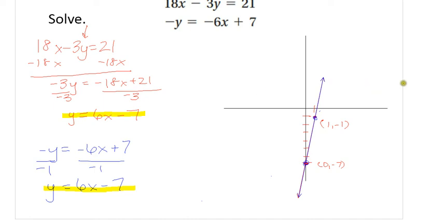In this case, the amount of solutions that I have for this system are infinite. So the answer here is that there are infinitely many solutions. And we'll write that in our notebooks.